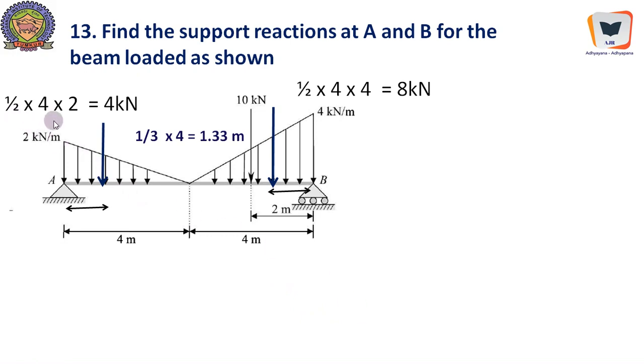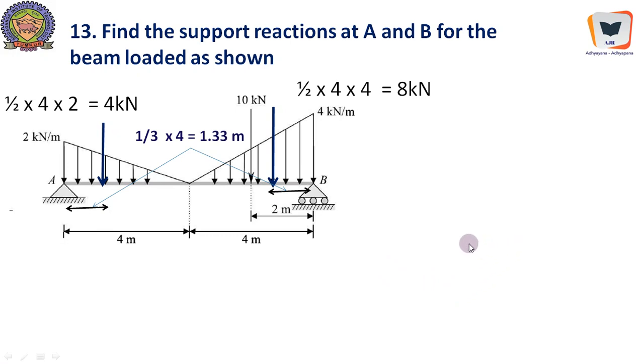So this is half into 4 into 2, 4 is the base and 2 is the height. So meter will get cancelled and we will get 4 kilonewton acting exactly over here at a distance of 4 by 3. And here it is half, base is 4 into height is 4. It will get us 8 kilonewton, and the distance of both the forces are at 1/3 of 4 or 2/3 from here. Anyway, it's very easy to calculate this, 1.33 meters. So we are just given three vertical forces at various distances over a simply supported beam. That's all.